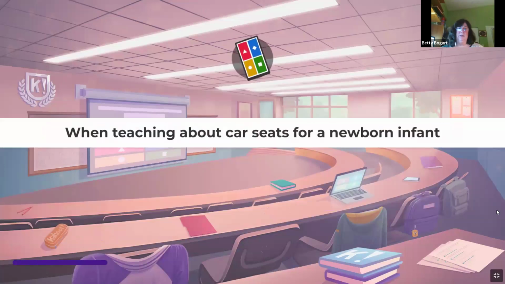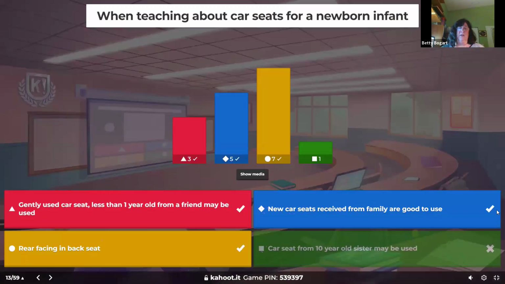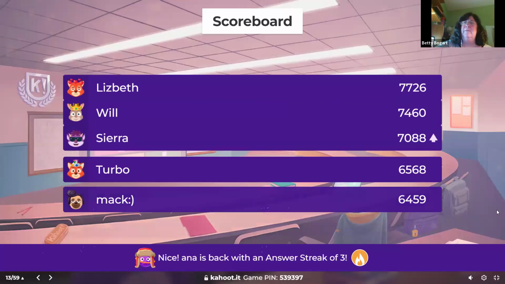When teaching about car seats for a newborn infant, the only thing you can't do is use an old car seat, like a 10-year-old one, gently used from a friend, even if you know the friend. Rear facing, absolutely, for infants, and then a new car seat always. They do have expiration dates.